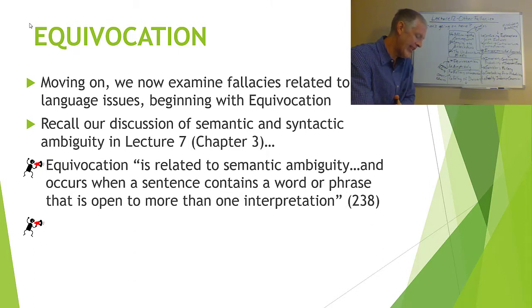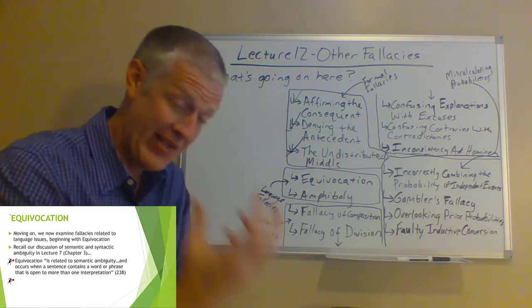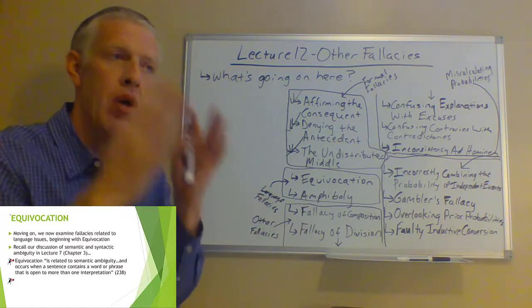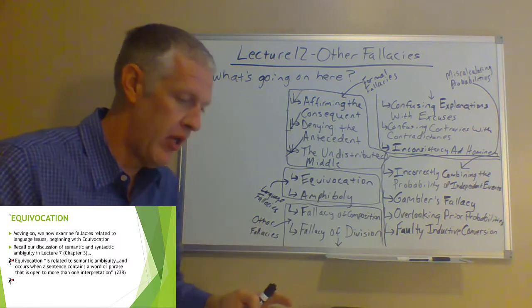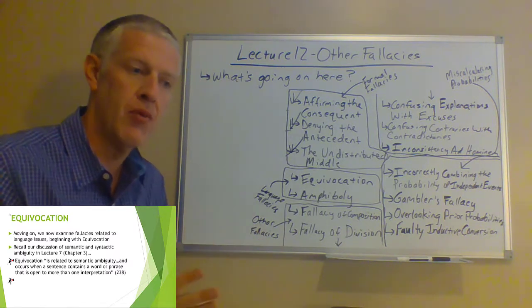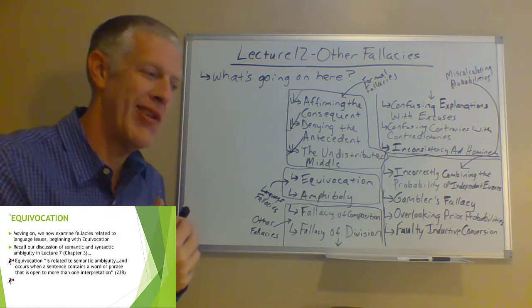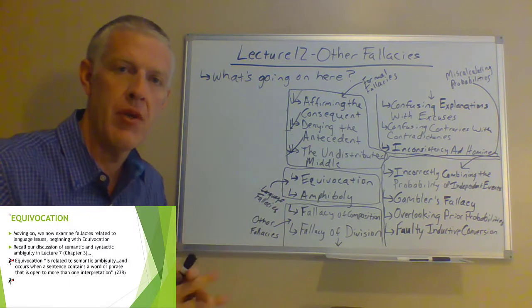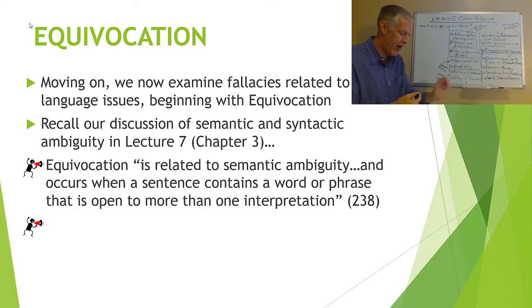Equivocation, quote, is related to semantic ambiguity and occurs when a sentence contains a word or phrase that is open to more than one interpretation. And that is always an issue. We want to be on guard when we discuss issues of clarity. We always want to avoid, right, issues with respect to ambiguity, not be susceptible to multiple interpretations, right? Not discuss things or offer our points in language that is open to more than one interpretation, or that is hence ambiguous.